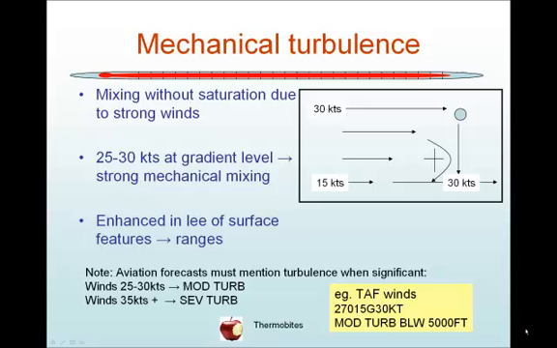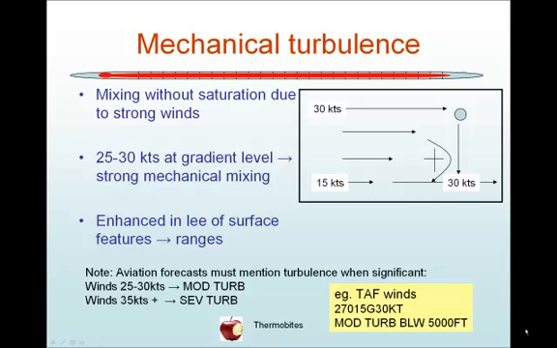Gradient level is the level of 3,000 feet above surface level. And if you have 25 to 30 knots of wind at gradient level, strong mechanical mixing will occur. This is of course enhanced in the lee of surface features like the ranges because you get downslope winds, that is, winds flowing down the particular feature and enhancing the gust that you see at the surface.